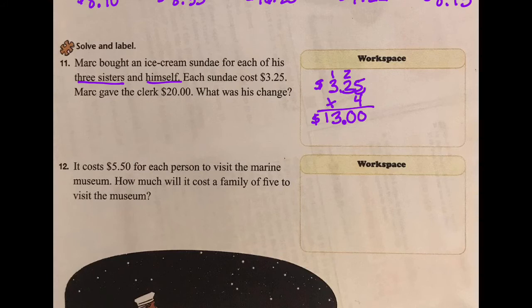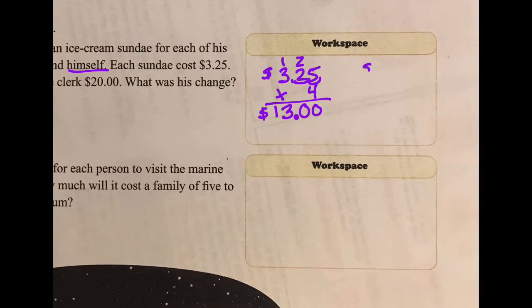That's right, we need to subtract it from the $20 he gave the clerk. So let's set that up. So he paid with a $20 bill, right? And they're going to take out the cost, which is $13. And then we're going to find out how much change he gets. So go ahead and subtract 20 minus 13. What do you think that is?